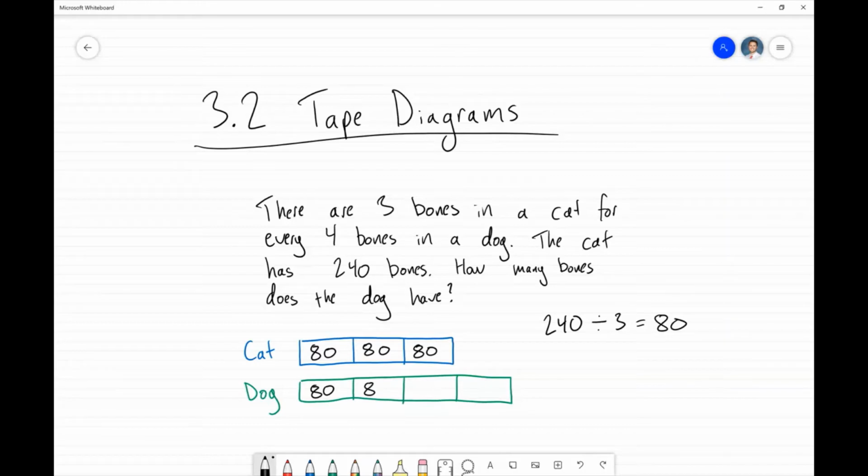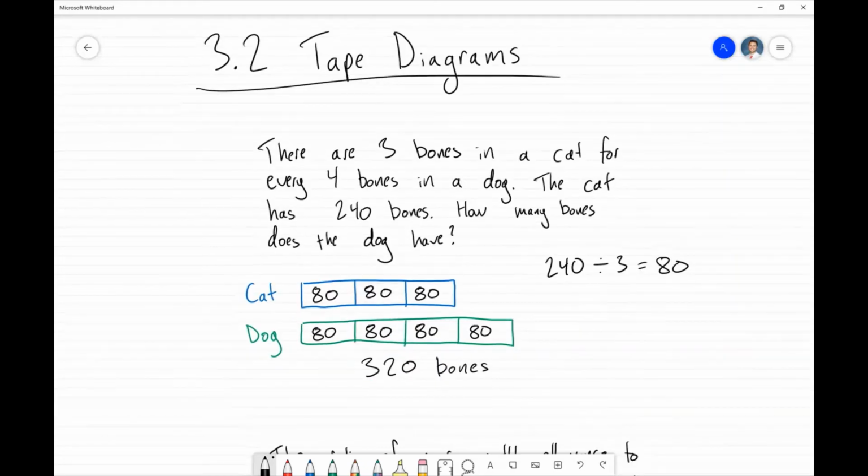So we can fill that in for all 4 of these, or rather all 7. And so we know that for every 3 bones in the cat, there are 4 bones in the dog, so we could take 80 and multiply by our 4 parts of this tape diagram, and we would get 80 times 4, which is 320 bones for the dog. And that would be our answer.